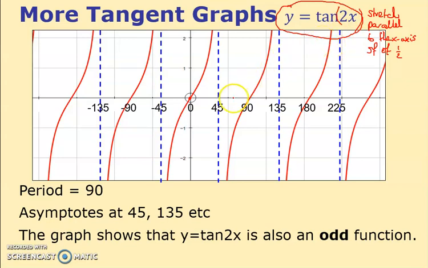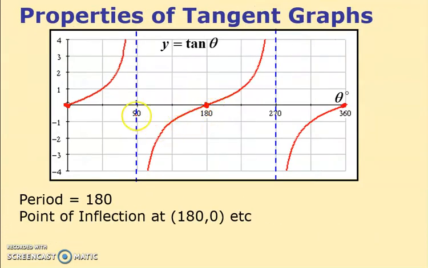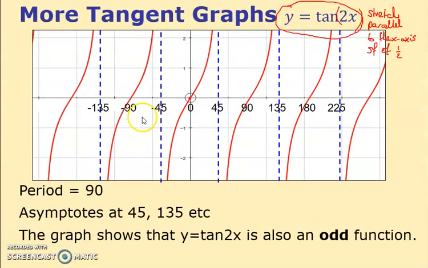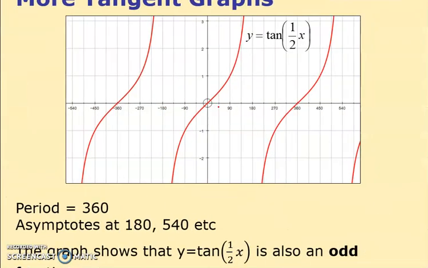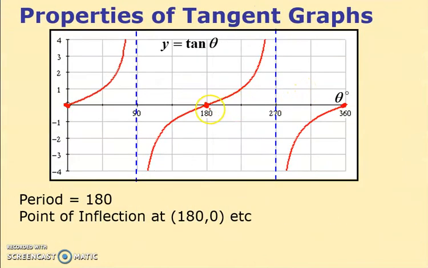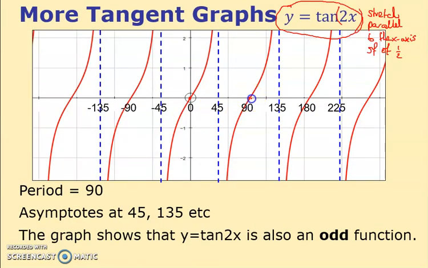And so last time, on my last graph, I said to you there was an asymptote at 90. So that's why this time there's an asymptote at 45. Last time, the first point of inflection was at 180. And so this time it's at 90. Everything is half as big. So now the period is 90, rather than the asymptote being at 90 and 270, it's at 45 and 135.